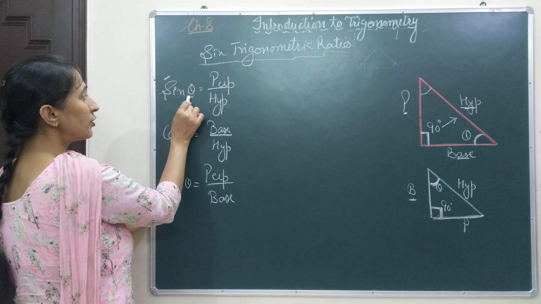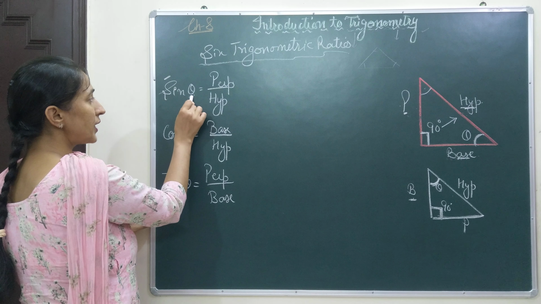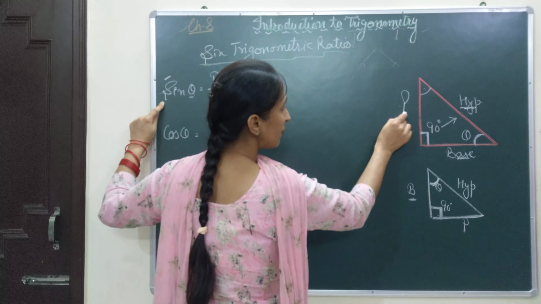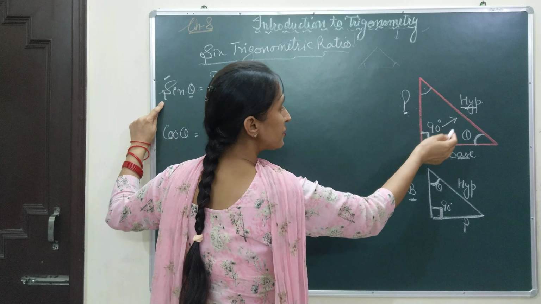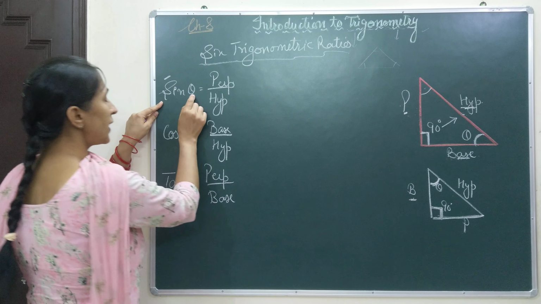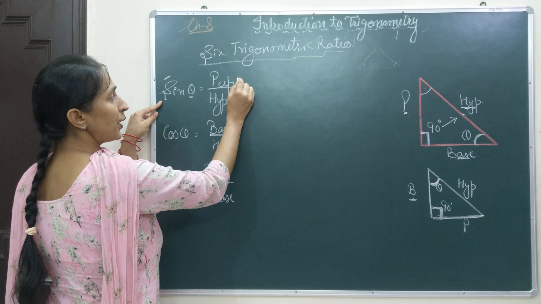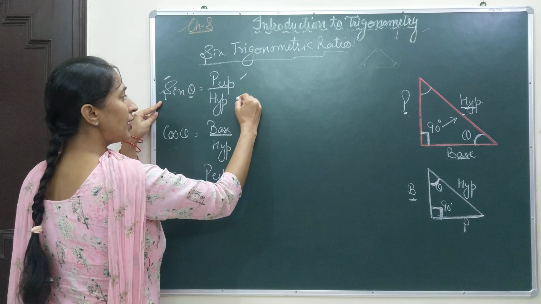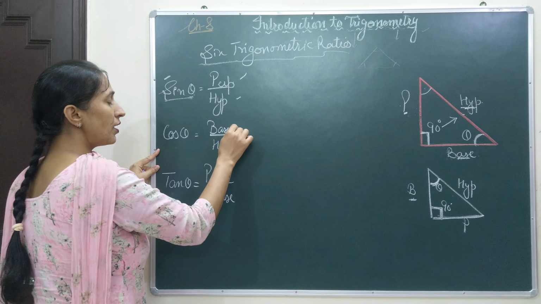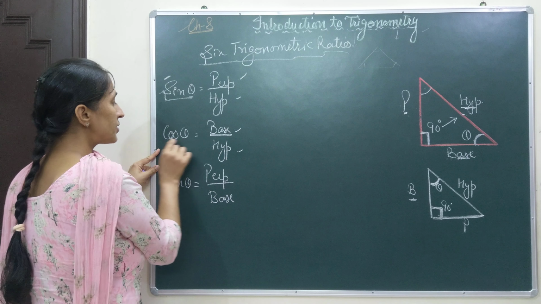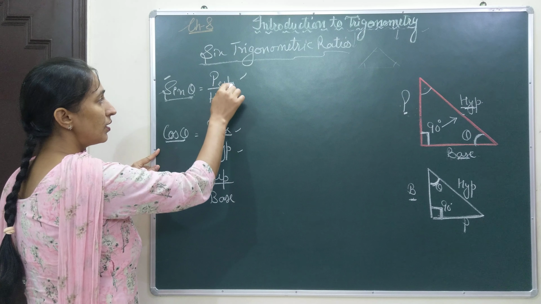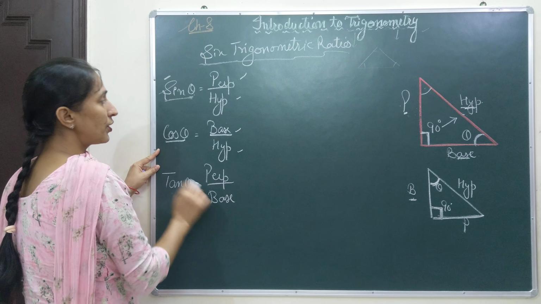Now how will you come to know whether we are using sin theta? If in the question you are given the perpendicular and asked to find the hypotenuse, or the hypotenuse is given and you find the perpendicular, then you will be using sin theta. You will check which sides are given. If I am given perpendicular and hypotenuse, that means I am using sin theta. Same way, if I am given base and hypotenuse, that means I have to use cos theta. So it depends on these sides which ratio you are going to use.